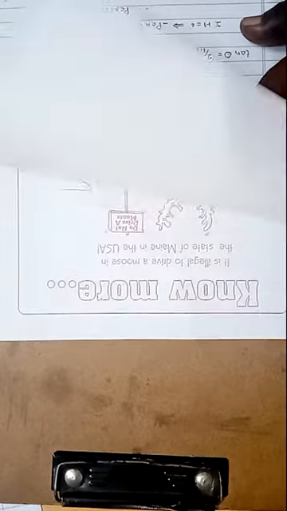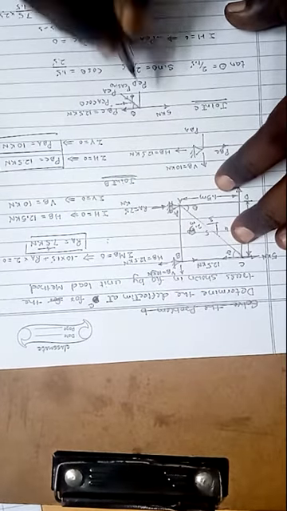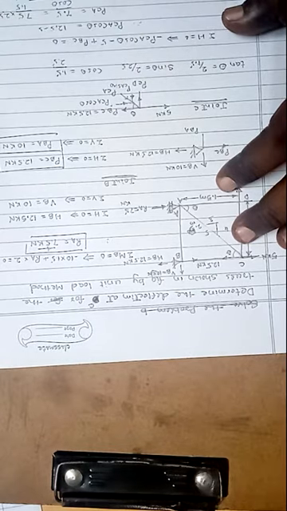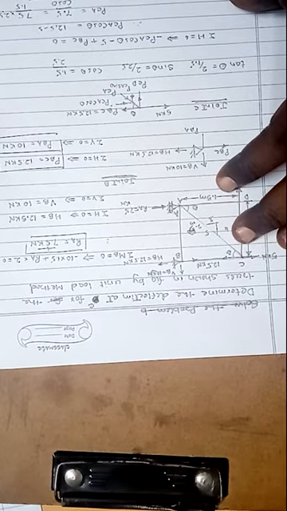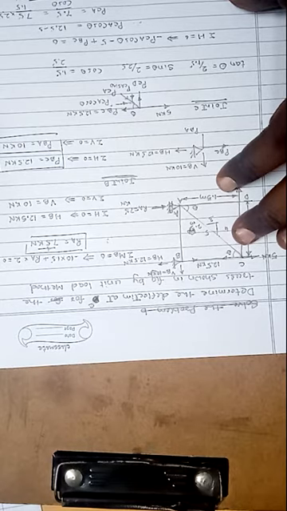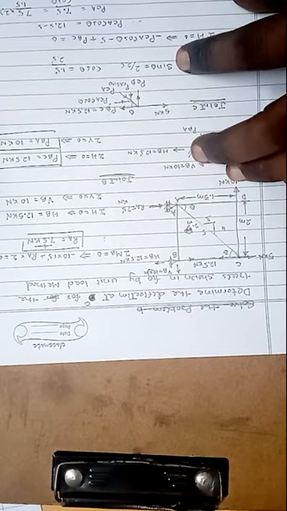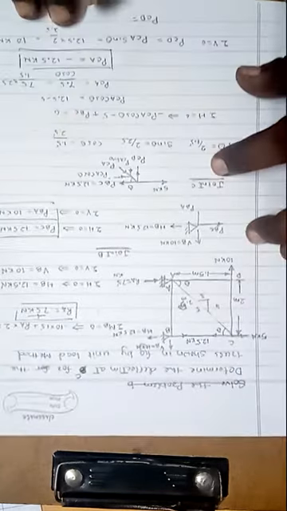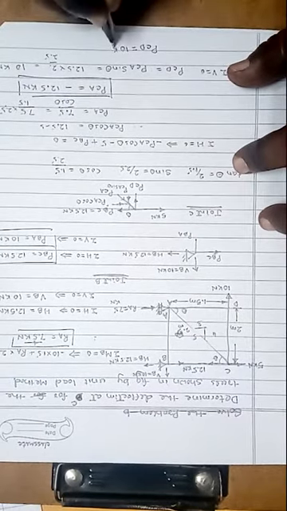Then that is compression. Then similarly here, this component is upward, that is PCD. Summation of V equals 0, that is PCD equals PCA sin theta. Then that is 12.5 into sin theta, which is 2 by 2.5, that is 10 kilonewton. PCD equals 10 kilonewton.